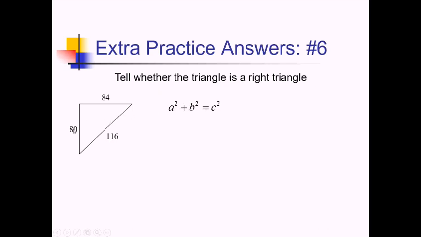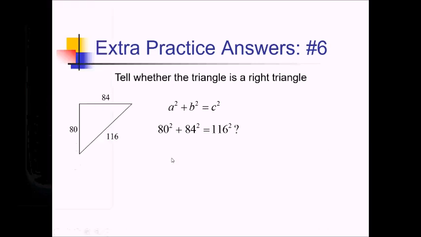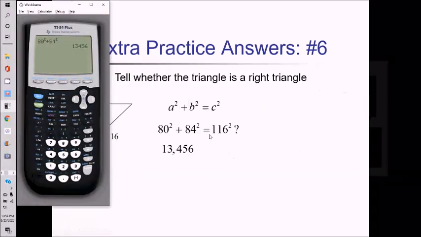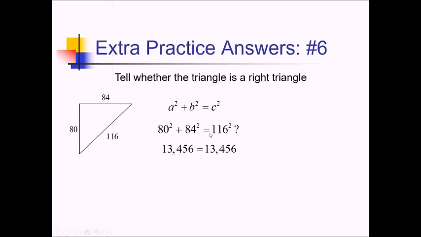So we can write 80 squared plus 84 squared equals, question mark, 116 squared. Well, let's use the calculator and see if that is the same. So 80 squared plus 84 squared is 13,456. And how about 116 squared? It's got potential because it ends in a 6. So let's see, 116 squared, that comes out to the exact same thing. Well, how about that? Since these two sides come out exactly the same, this proves that yes, this is a right triangle.